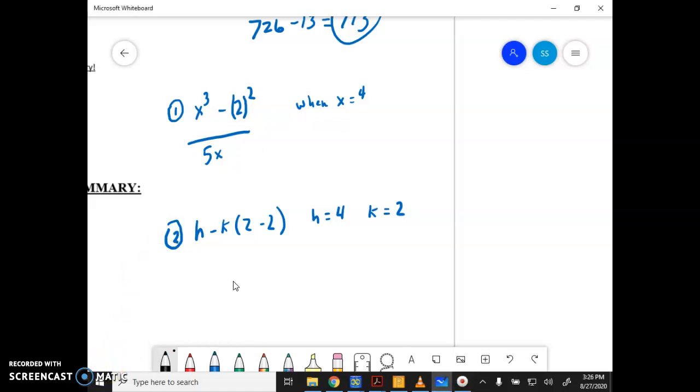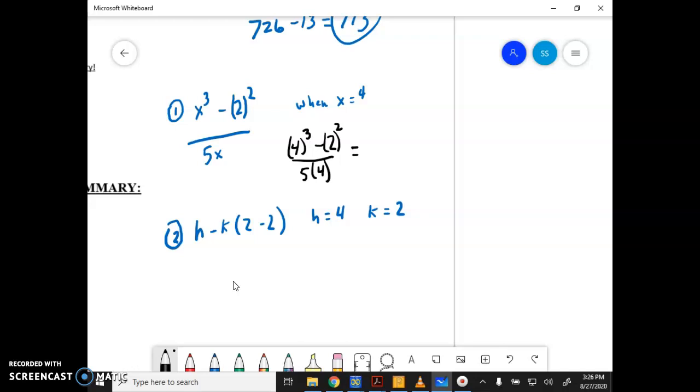Okay, I'm going to use a different color here. I should have done that before. Okay, so this is evaluating. So we need to substitute out x and put 4 in there. So I've got 4 raised to the third power minus 2 raised to the second power over 5 parentheses 4. All right, so what do I need to do first?